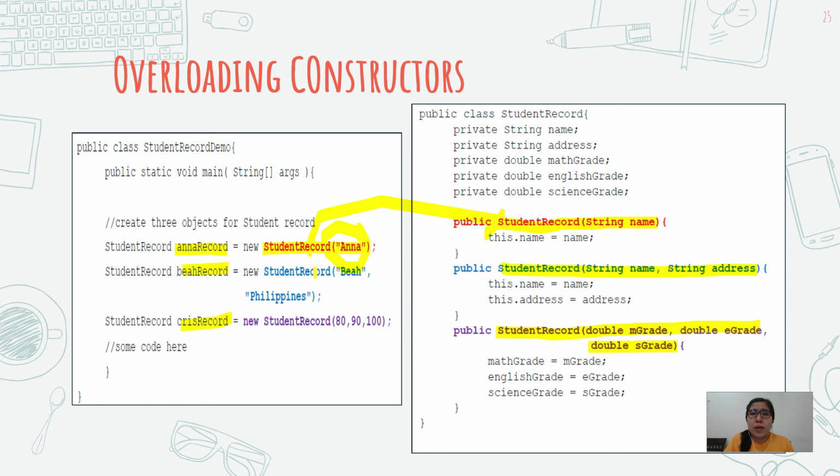Same is true with this one, Bea Philippines. String. So, dito siya pupunta. And lastly, student record, the values 80, 90, 100. Although that is an integer, pero applicable siya sa double for safety purposes. Kaya pwede siya dito. Okay? So that is how overloading constructors work. So that would be all for our lesson for today.